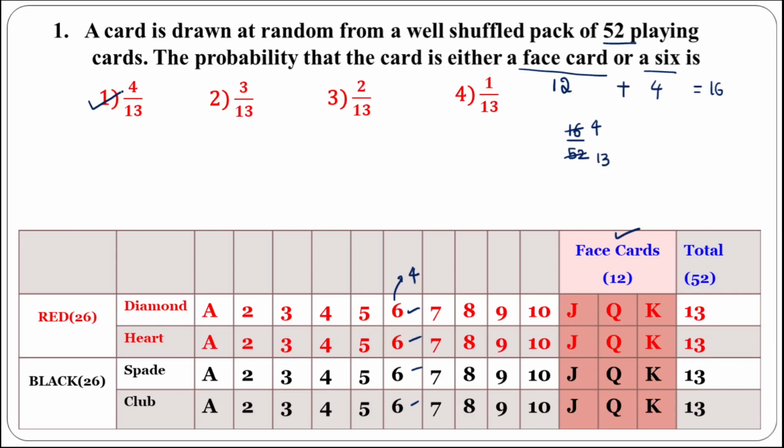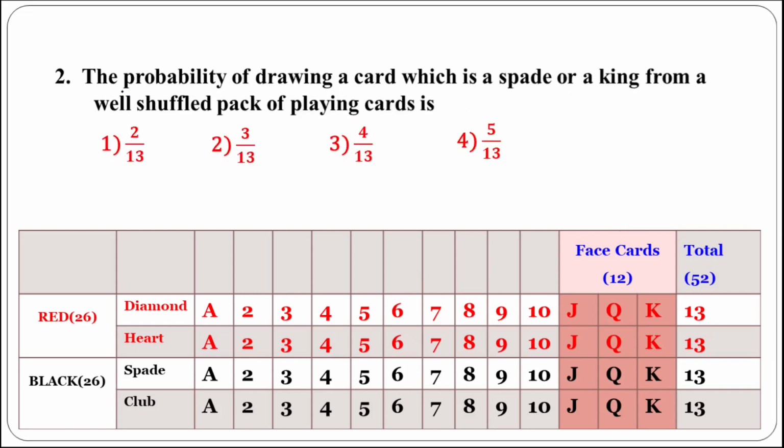Right. Now let's see the second question. The probability of drawing a card which is a spade or a king from a well shuffled pack of playing cards is, see, which is a spade. How many spades we have? 13 spades. I'll write 13. Or means plus. How many kings we have? 4 kings. 1, 2, 3, 4. I'll write 4. But here you can see this king is also included in the spades and also included in the king's part. Right, it has been included twice.